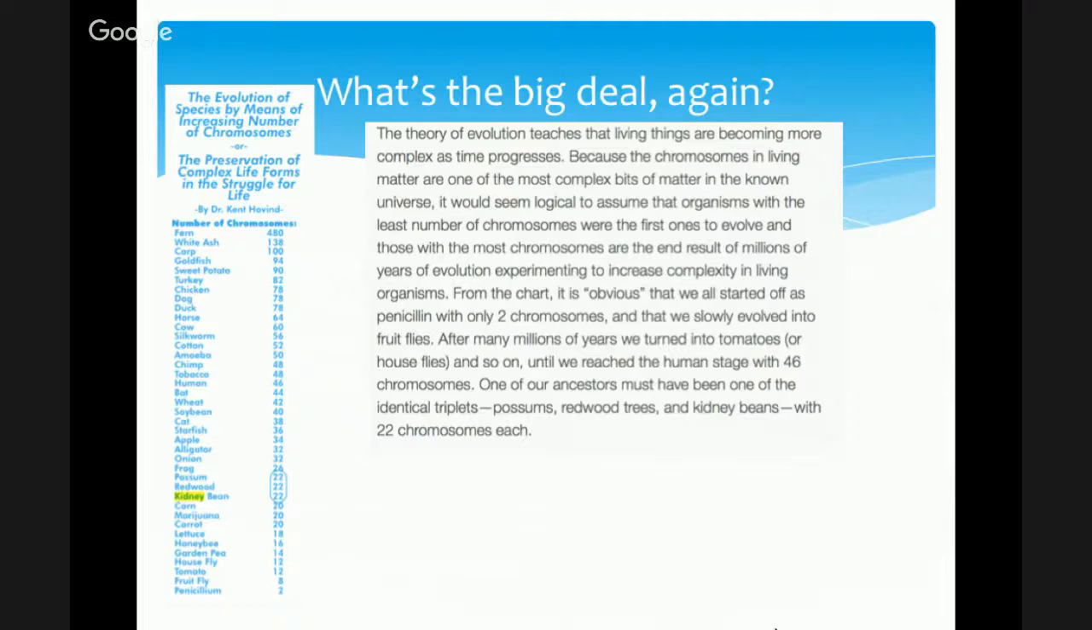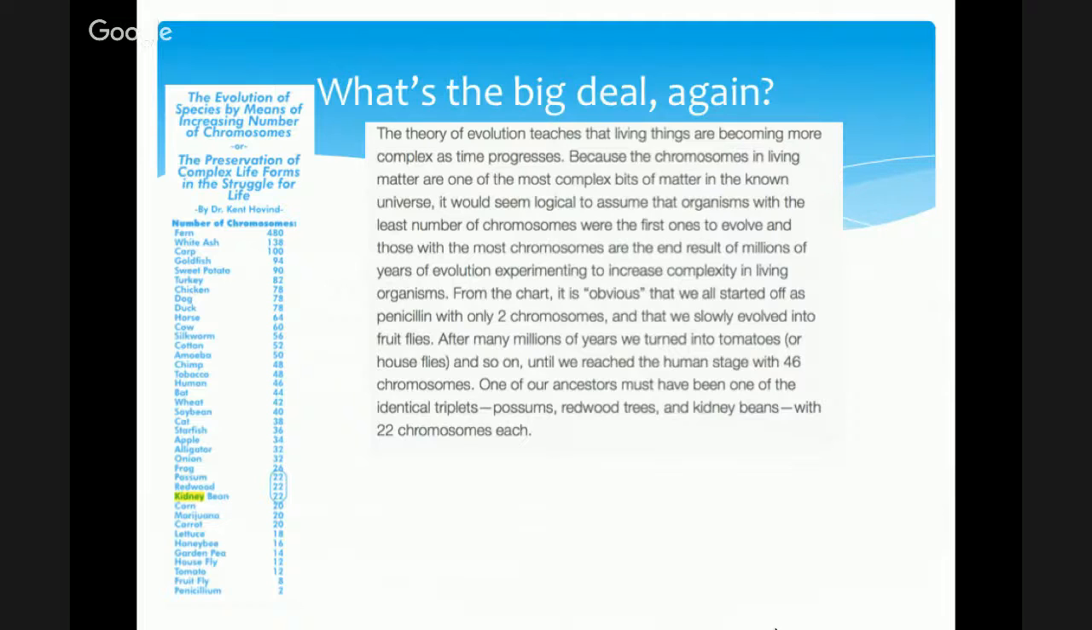And you can see, I won't read the whole thing, but he starts off by saying the theory of evolution teaches that living things are becoming more complex as time progresses. That is not what the theory of evolution teaches us. Things don't get more complex over time. It's not a march of progression. It's not a march of complexity. But if you have that misconception, then you might maybe follow Mr. Hovind on this very strange trip that he's taking.